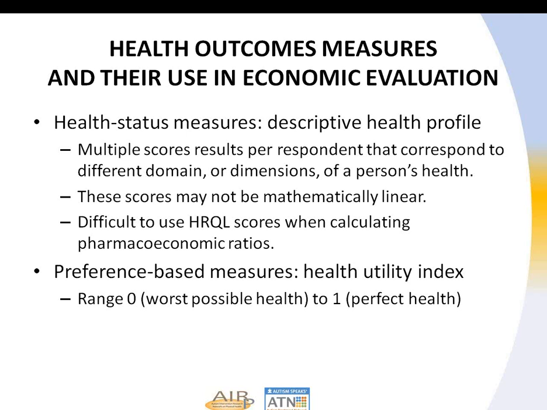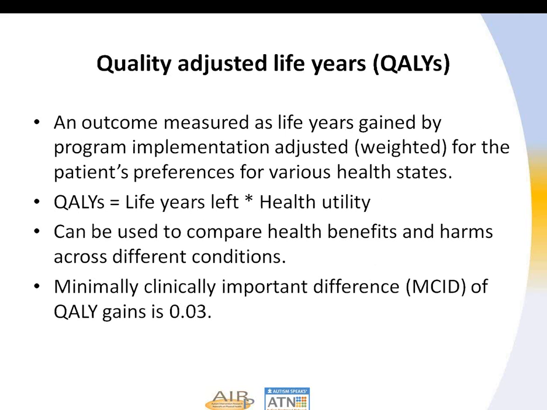So there is another type of measure, called a preference-based measure, that can produce a health utility index that can be used to calculate QALY. The health utility index score ranges from 0 to 1, where 1 represents perfect health. QALY is calculated by multiplying the health utility score by the life years left, which reflects how conditions impact mortality and morbidity at the same time.